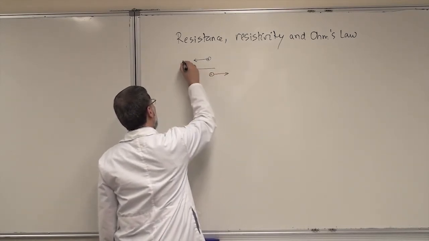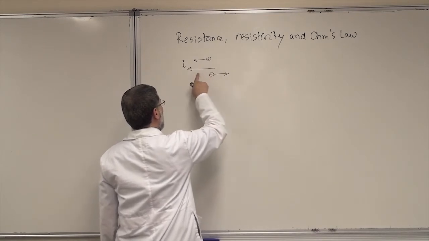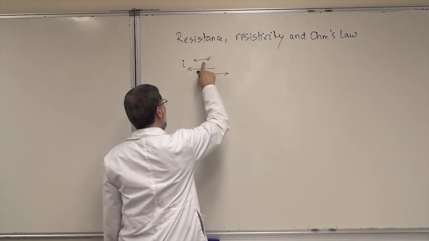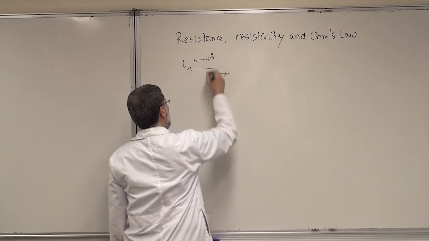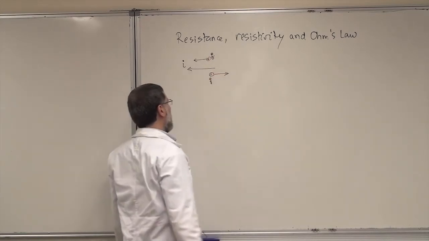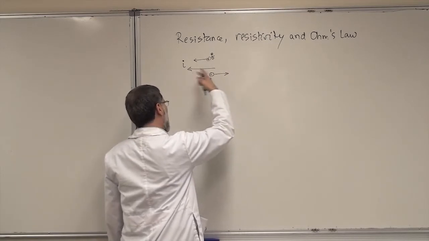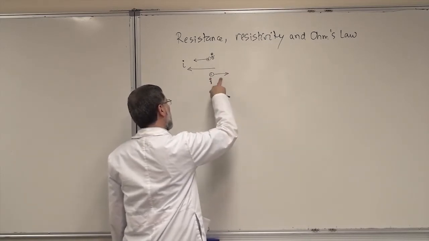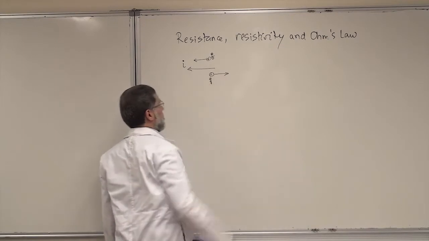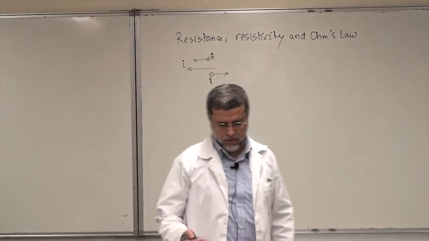This is agreement by convention. The current has the same direction as the flow of positive charges. So this is a positive charge and this is a negative charge. This will be electrons, for example. For the electrons, the direction of the motion of the electrons is opposite to the direction of the current. And this is by convention, okay?